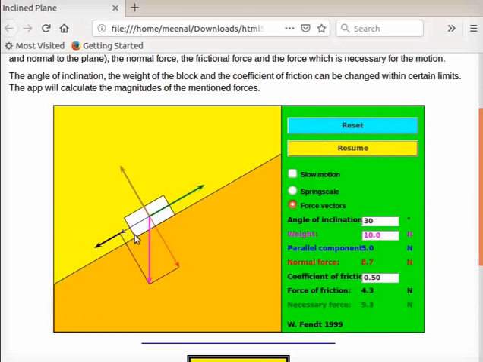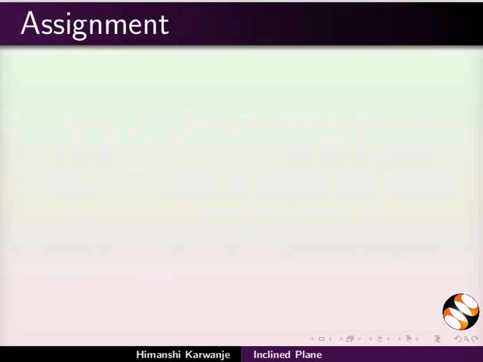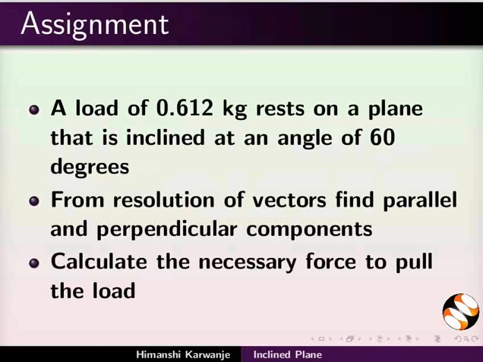Notice that the black vector is added to the blue vector. This vector represents force of friction. In the green panel, force of friction is measured as 4.3 Newton. Notice that the necessary force required to pull the load has changed to 9.3 Newton. This is because the total necessary force is sum of parallel and frictional forces. As an assignment, solve this numerical and compare our answers with the ones shown in the app.